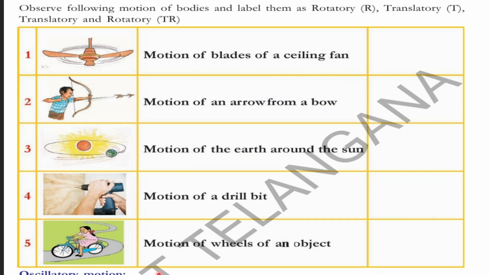Observe the following motions and identify which is rotatory, translatory, and translatory and rotatory. Motion of blades of a ceiling fan. Rotatory motion. Motion of an arrow from a bow. It is translatory motion, T. Motion of the earth around the sun. Translatory and rotatory, TR. Motion of a drill bit. TR, translatory and rotatory, both. Motion of wheels of a vehicle. Translatory and rotatory.